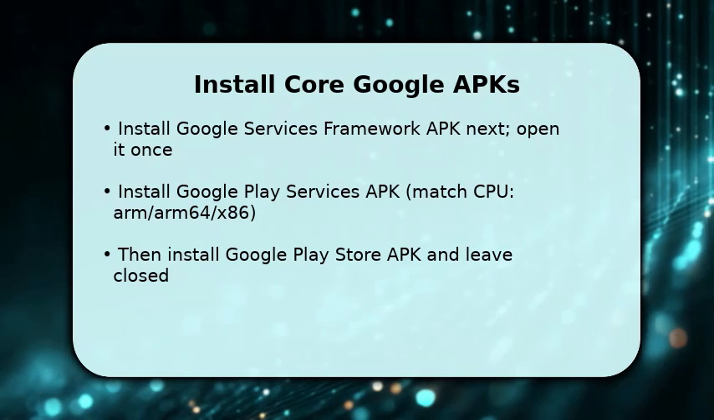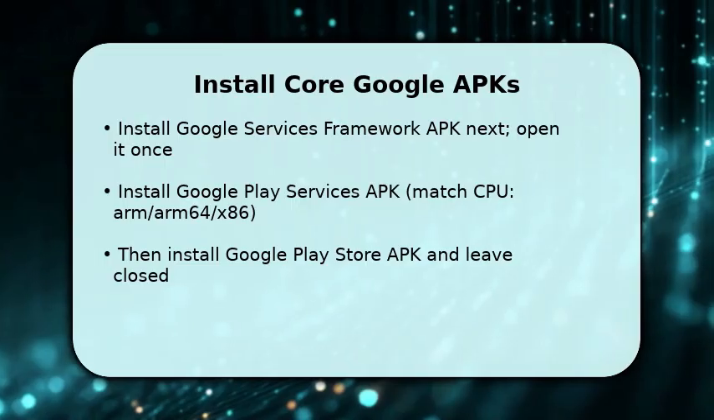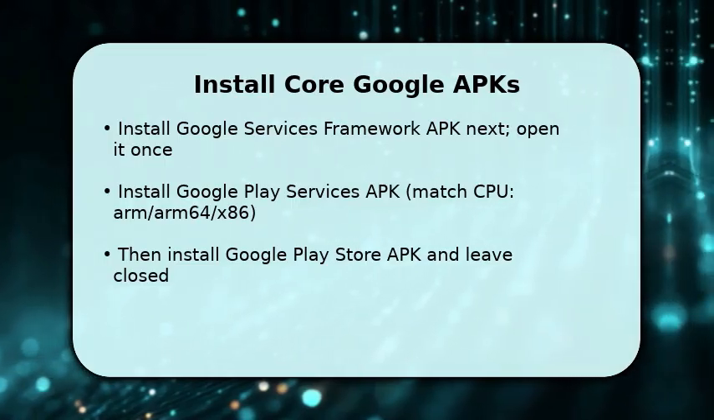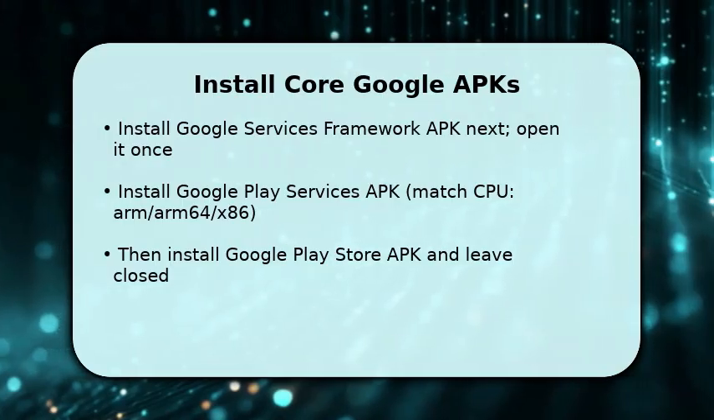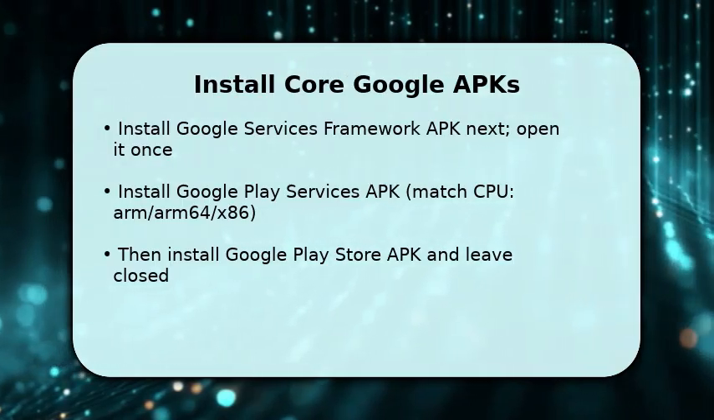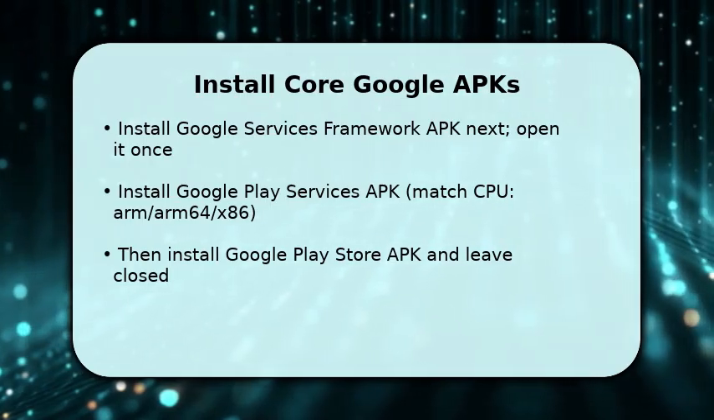Next, install the core Google APKs in order. First tap and install Google Account Manager, then Google Services Framework. Open it once to initialize. After that, install Google Play Services. Make sure you choose the APK matching your CPU architecture, ARM, ARM64, or x86, and Android API level.